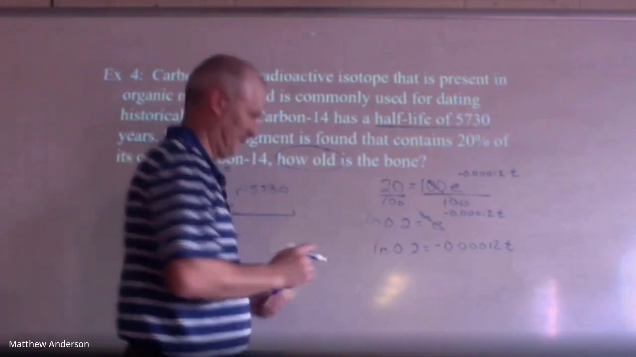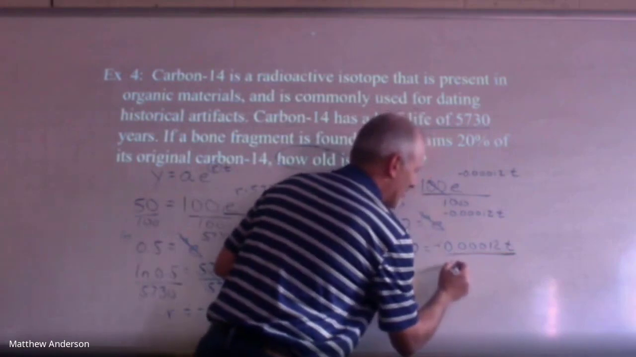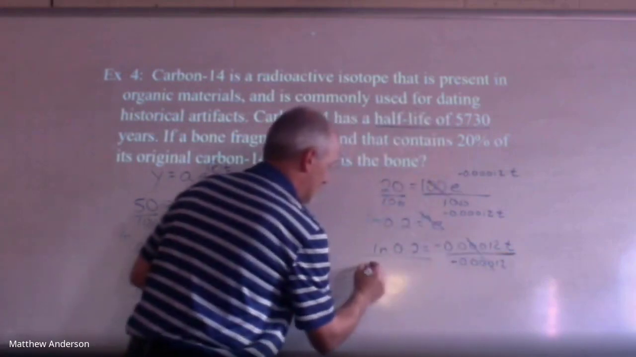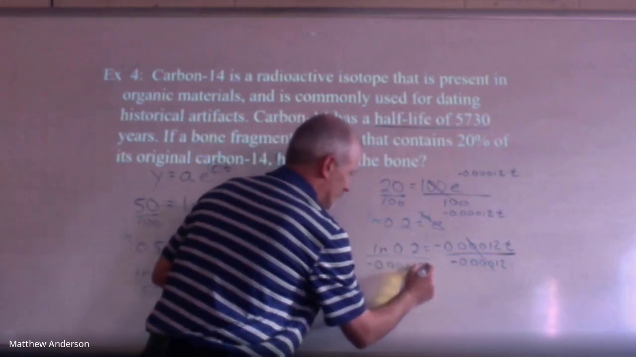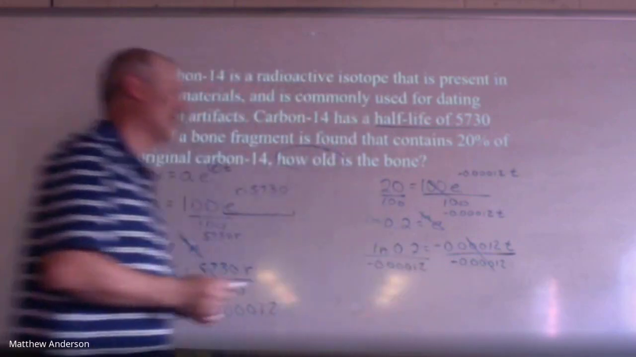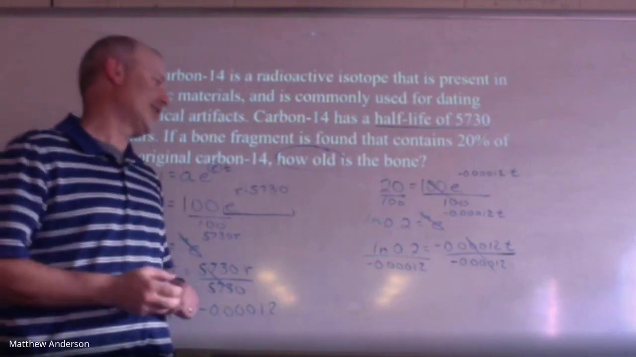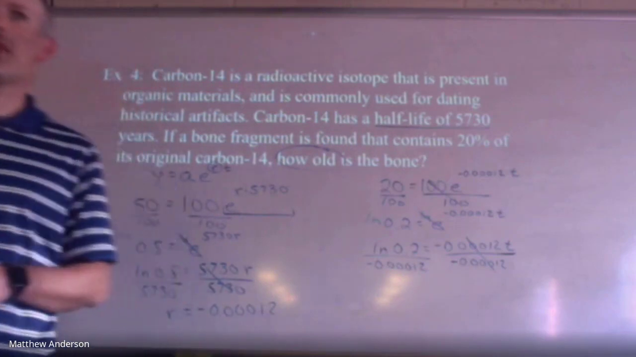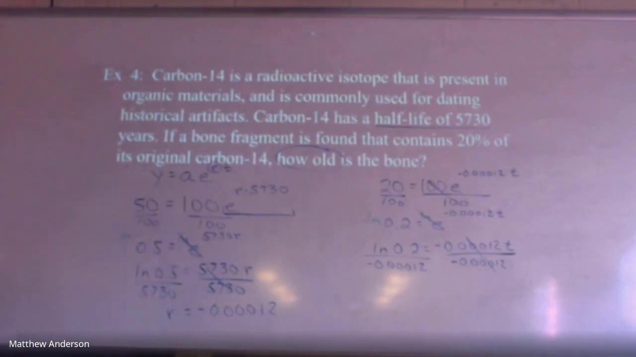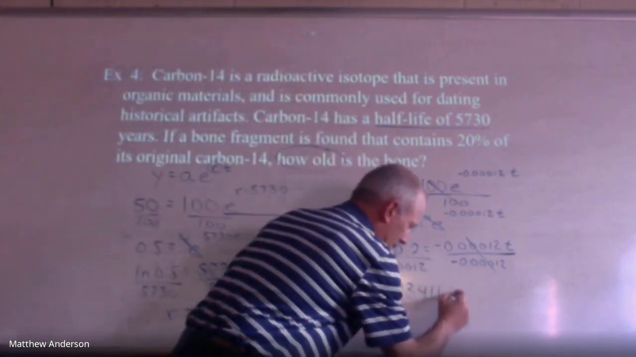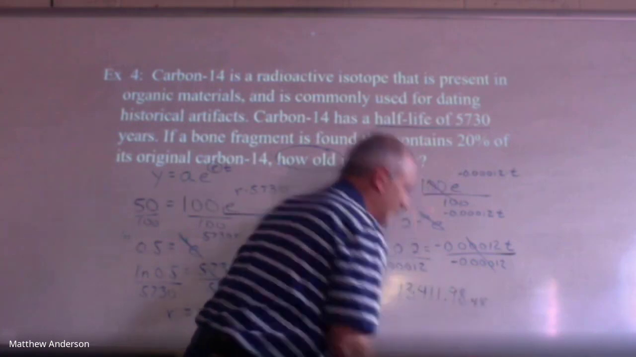Divide both sides. Yep. Get the t by itself. We've got to divide by this. And what do we get when we take natural log of 0.2 divided by negative 0.00012? It's going to be a pretty big number. 13,400. And this is years, right?